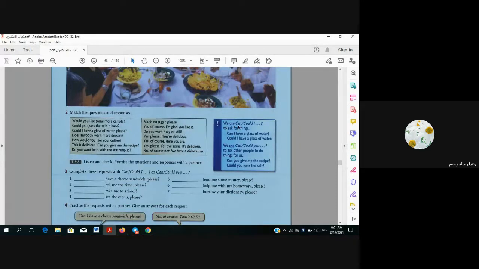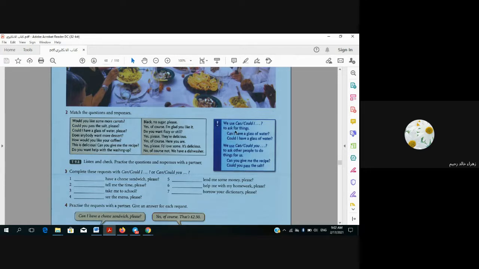Here we use can I and could I to ask for things. Can I have a glass of water? Could I have a glass of water? We use can you and could you to ask other people to do things for us. Can you give me the recipe? Could you pass the salt?